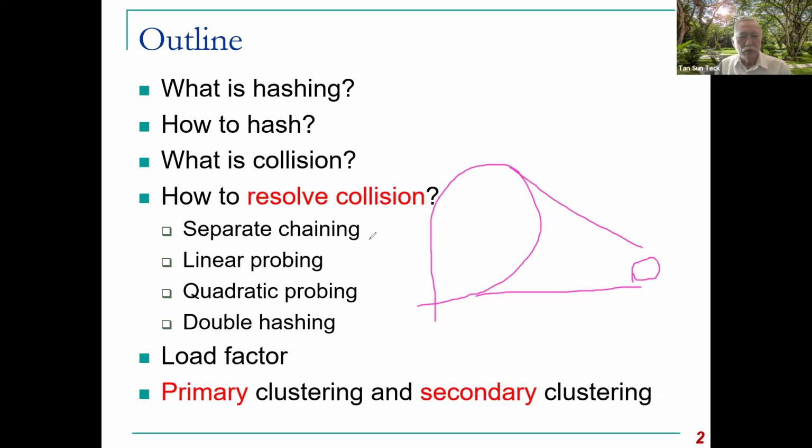Okay, and then finally, we want to mention some problems that some of these collision resolution methods introduced. Right, there's primary clustering and secondary clustering. Right, so we will go through them one at a time.